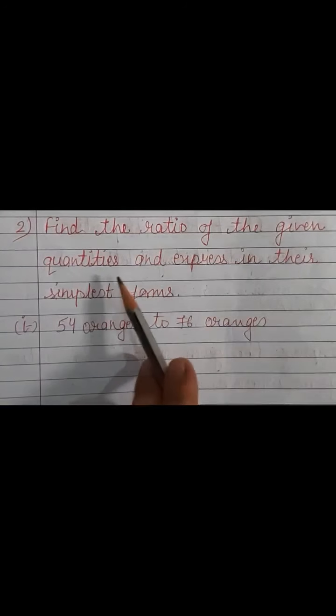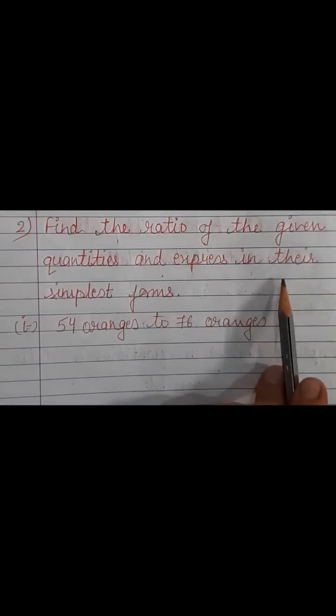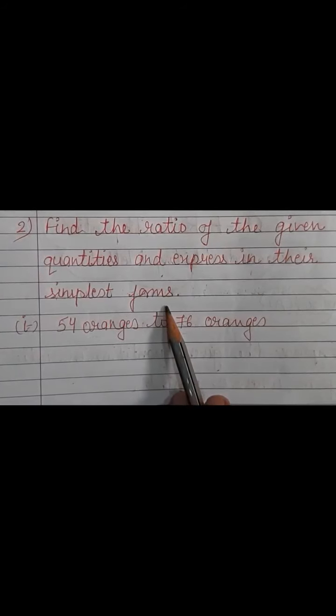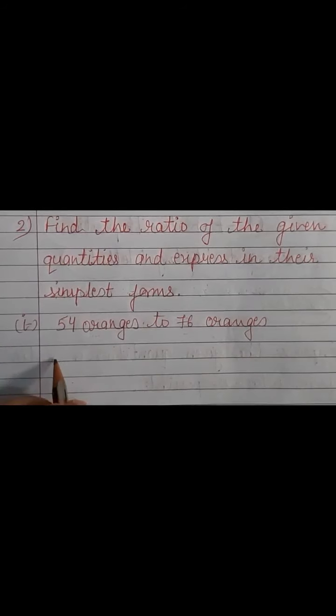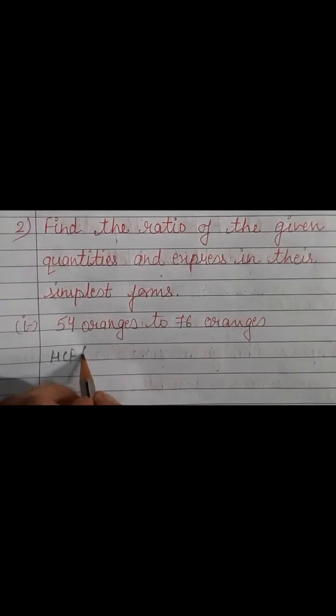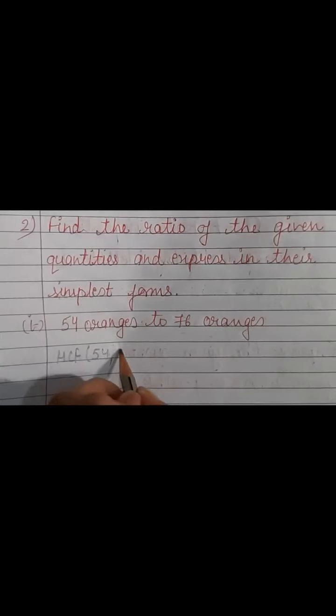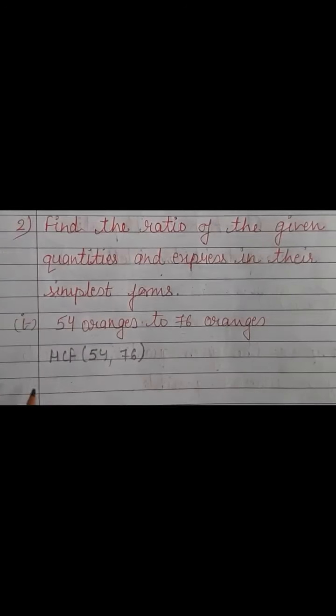Now come to sum number 2. Find the ratio of the given quantities and express in their simplest form. So here in this first part, 54 oranges to 76 oranges. We have to convert into simplest form, right? So first method is to find HCF. Here HCF of 54 and 76. What will be the HCF?